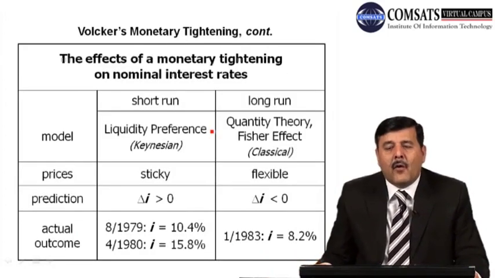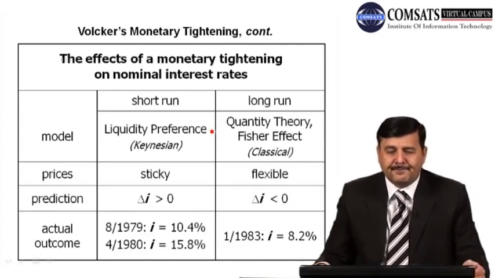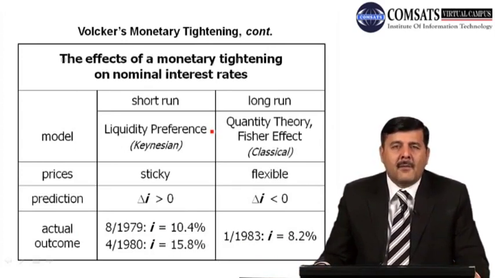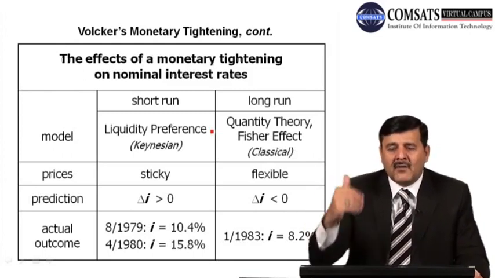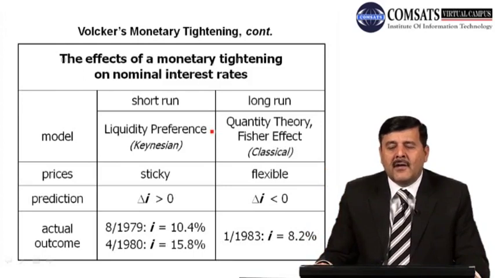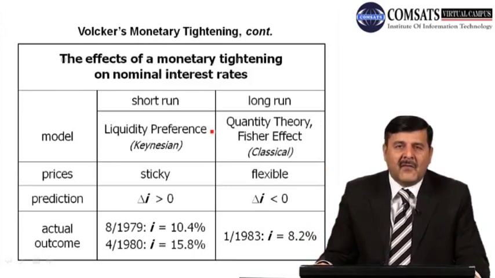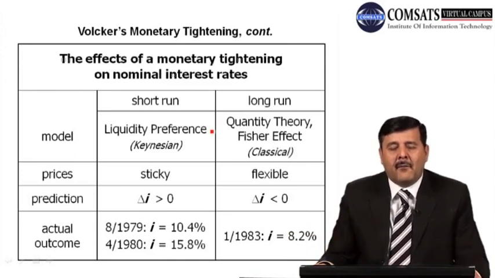The effects of monetary tightening on nominal interest rate. Now as we know, there are two time periods, short run and long run. When we talk about the short run, we talk about liquidity preference theory, which is given by the Keynesians. When we talk about the long run, we talk about QT, quantitative theory, or the Fisher effect, which is the classical economists. Now on the first column we have a model. Now prices are sticky in the short run and are flexible in the long run.